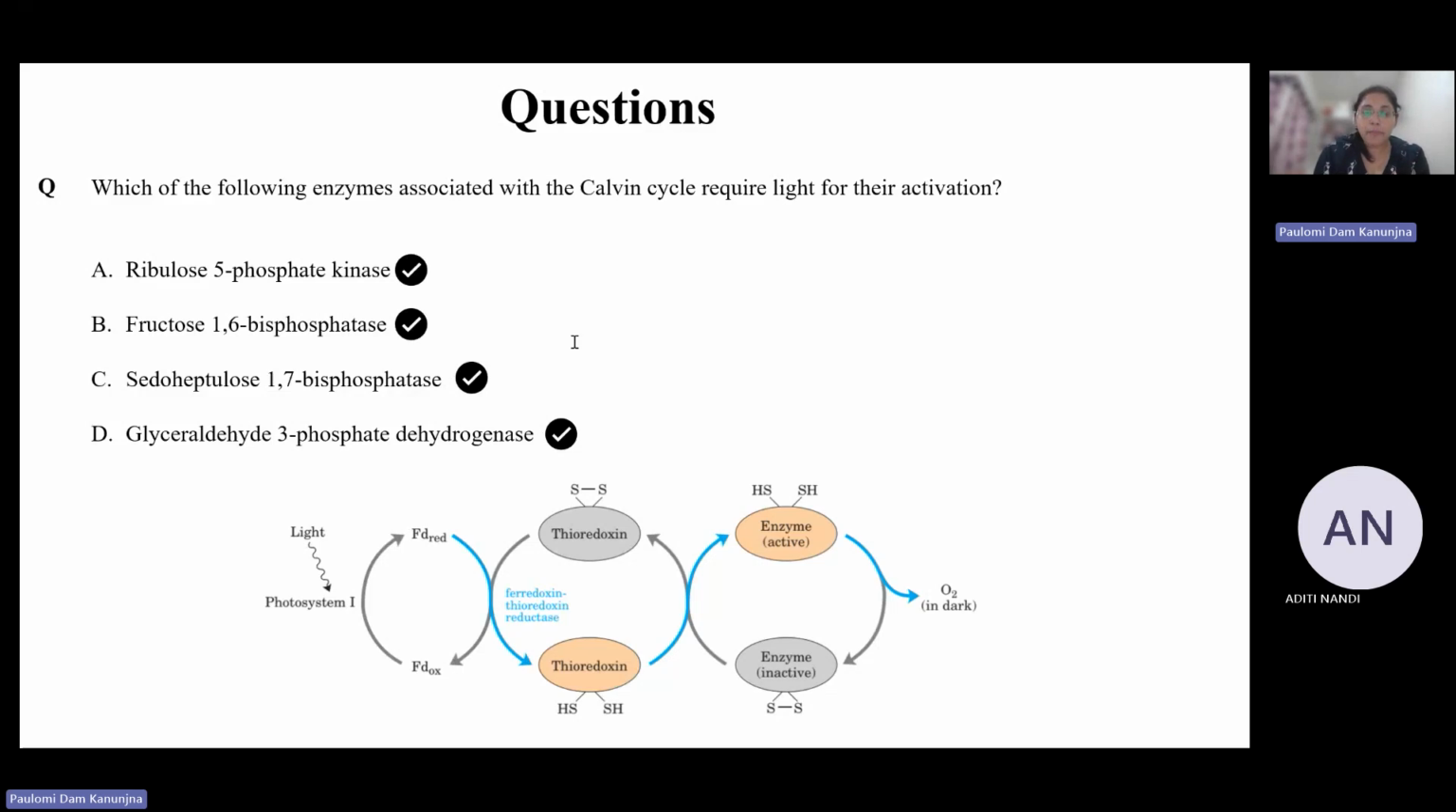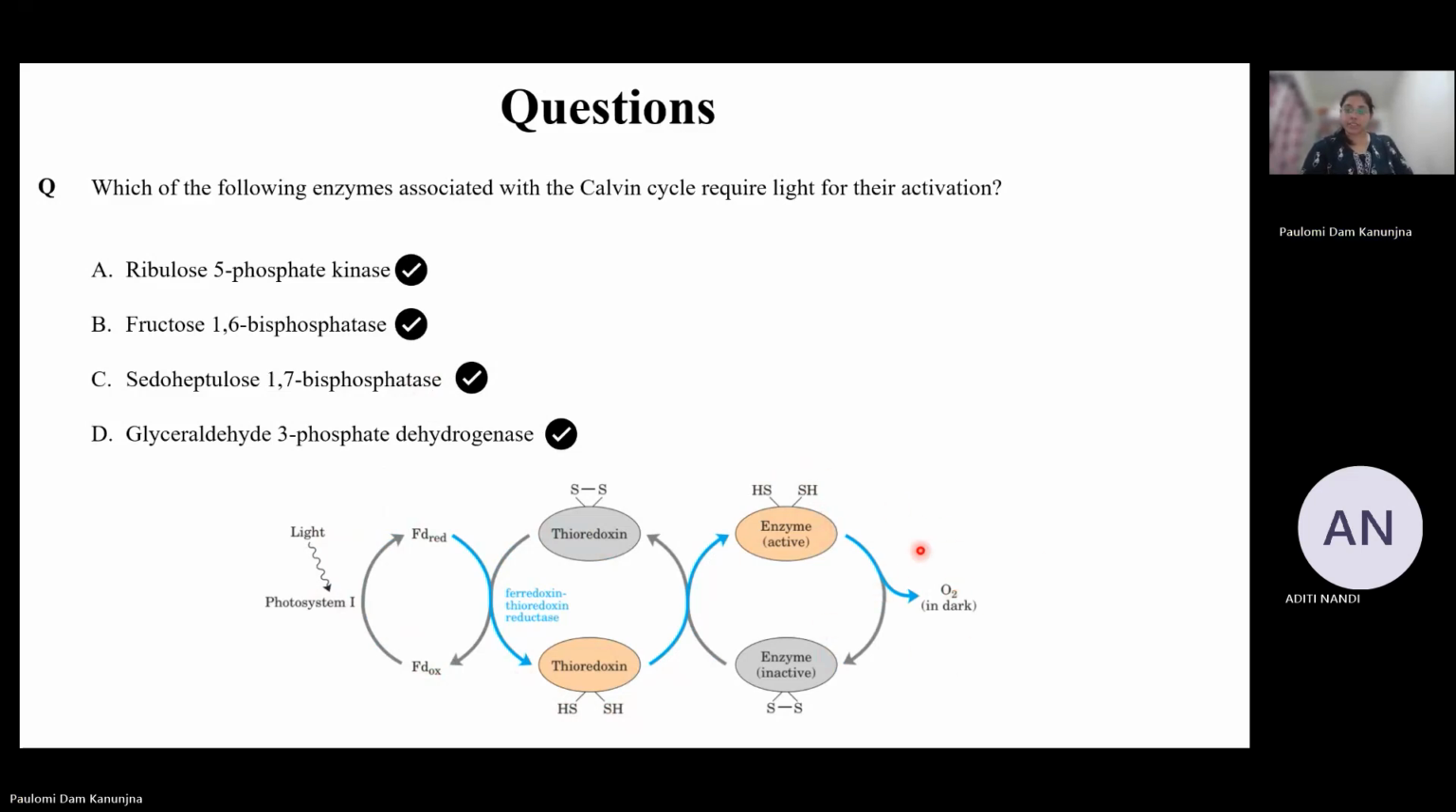Okay. So overall, if you look into this once again, sorry, just a second. Yeah. So you have light falling on photosystem 1, which gives the electron to ferredoxin. Ferredoxin gives it to thioredoxin. Thioredoxin gets reduced, and it passes the electron to the enzyme, in which the cysteine S residues also get reduced, and that is becoming active.